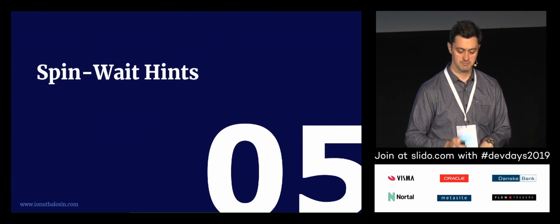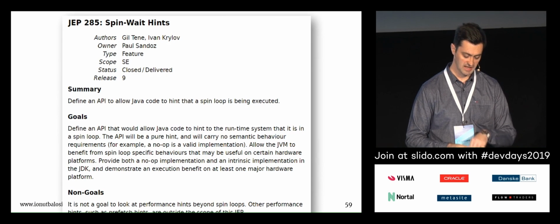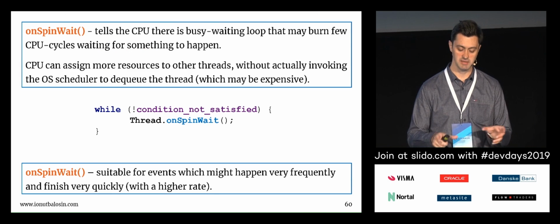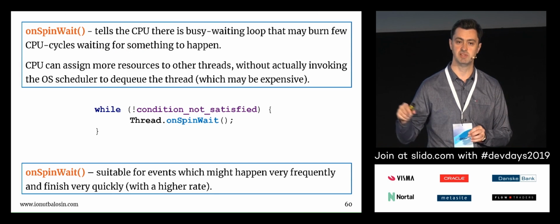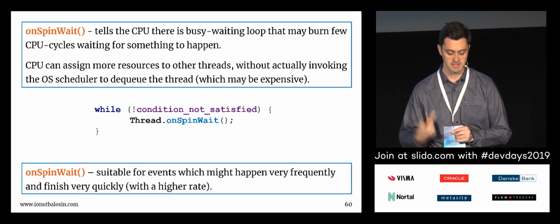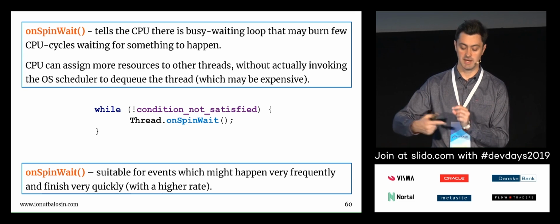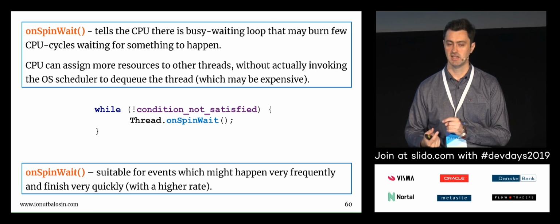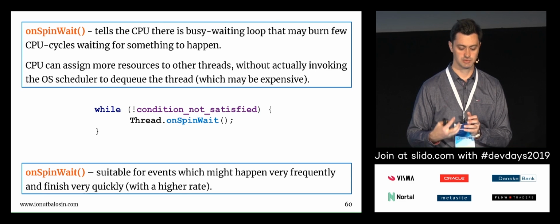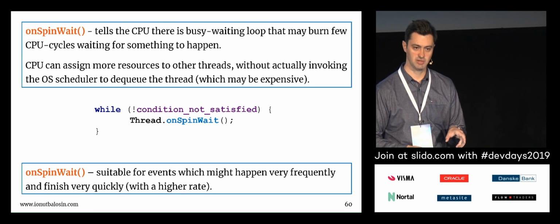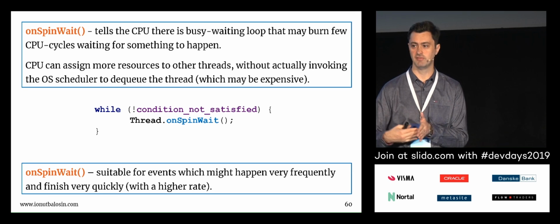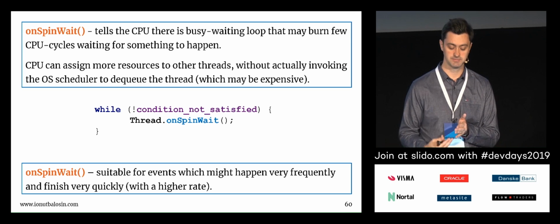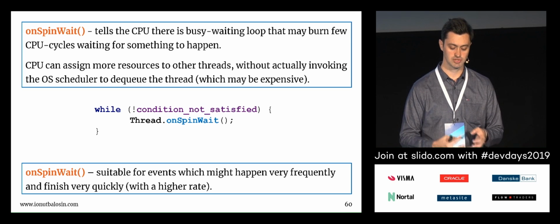onSpinWait hints. This was another one added in JDK 9. The API is Thread.onSpinWait. And what it tells, imagine you are in a busy waiting loop, waiting for some events to happen. But for those events to be suitable for this onSpinWait API, these events should happen very quickly, should be shorter, and should have a higher rate. And this is a perfect case to use onSpinWait.